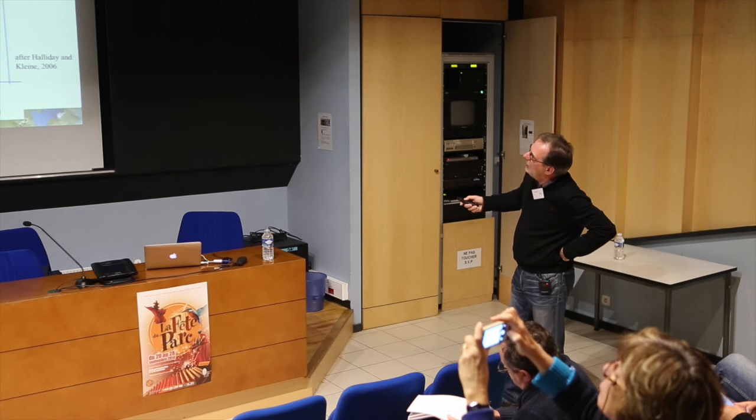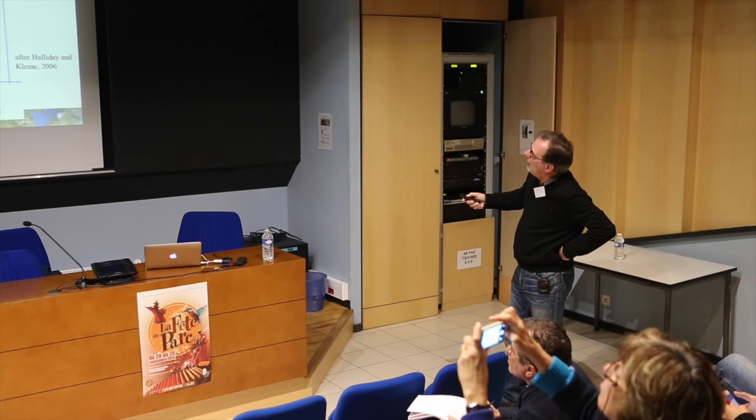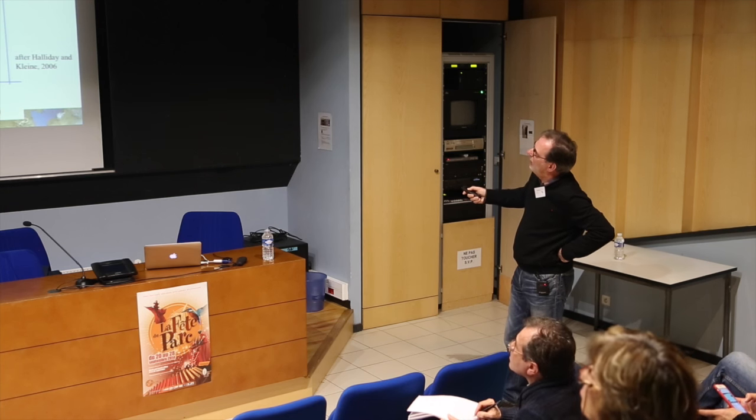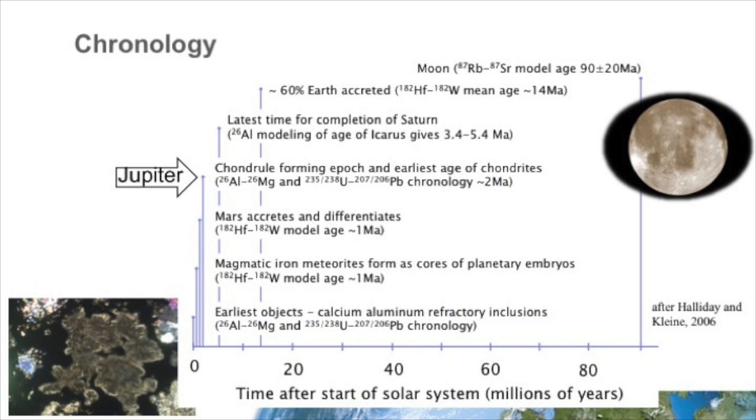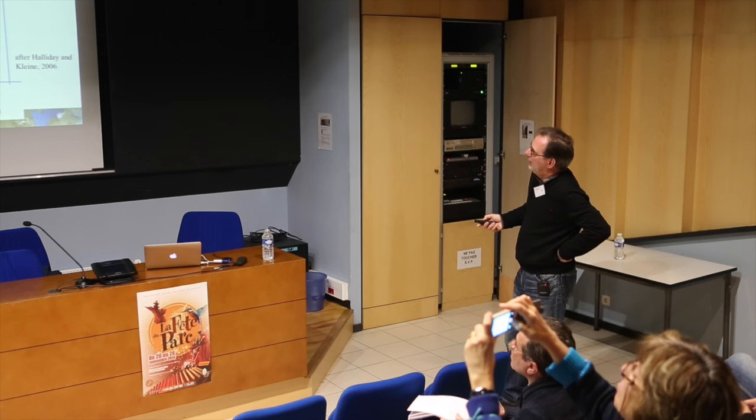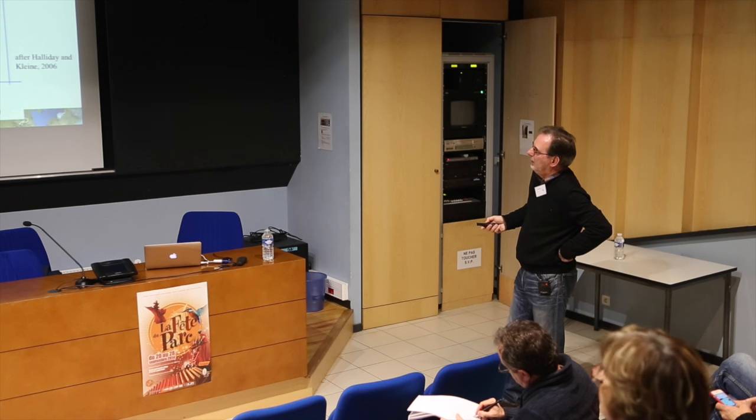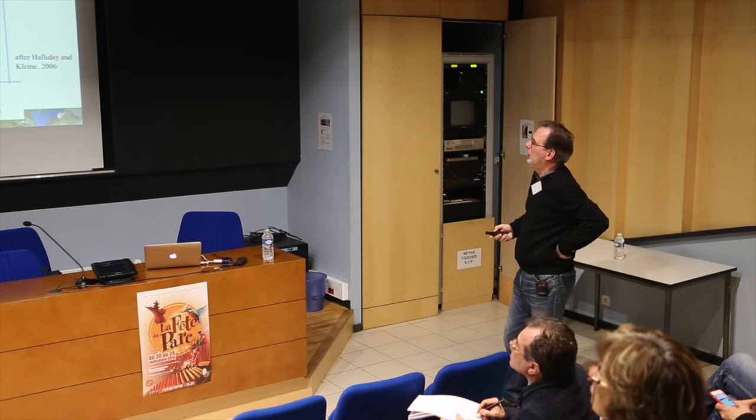Latest time for the completion of Saturn. Earth forms relatively late. Then the latest event, of immediate relevance to us, is the formation of the moon with the moon-forming impact. And you see that a lot of this stuff occurs in the first few million years, and then it disperses over the first 100 million years or so, generally speaking, to form the planetary system as we observe it, at least in its organization today.